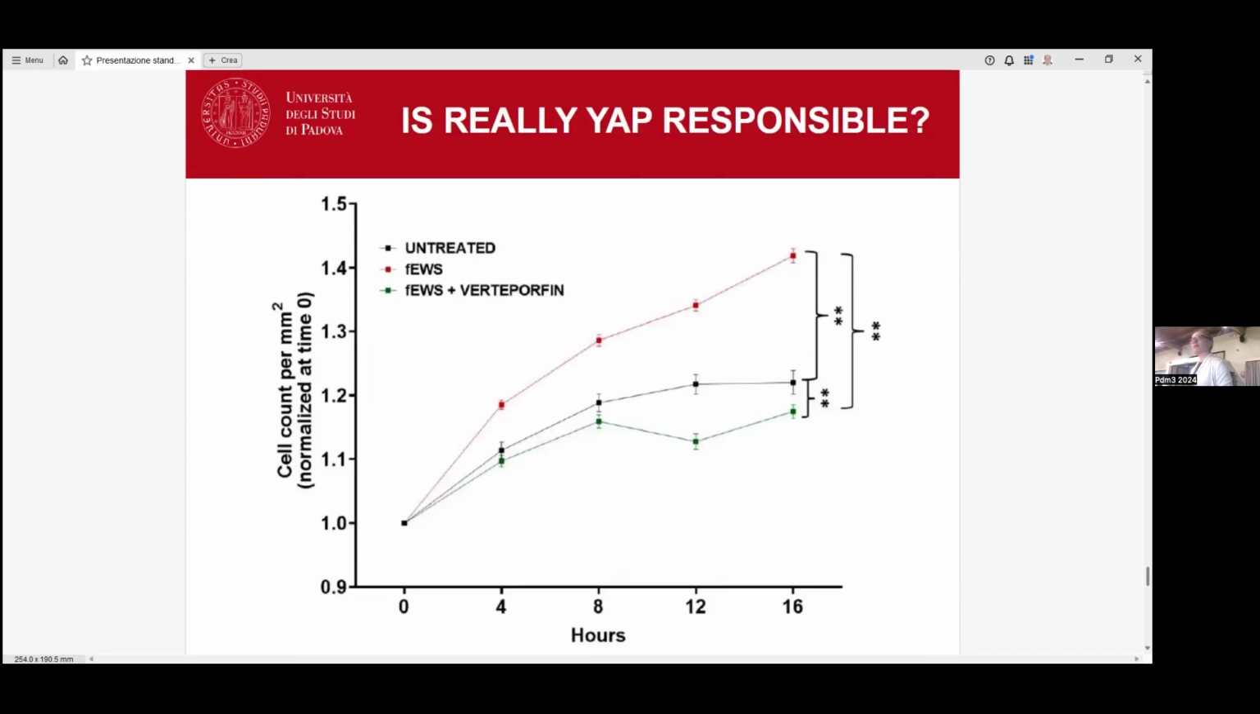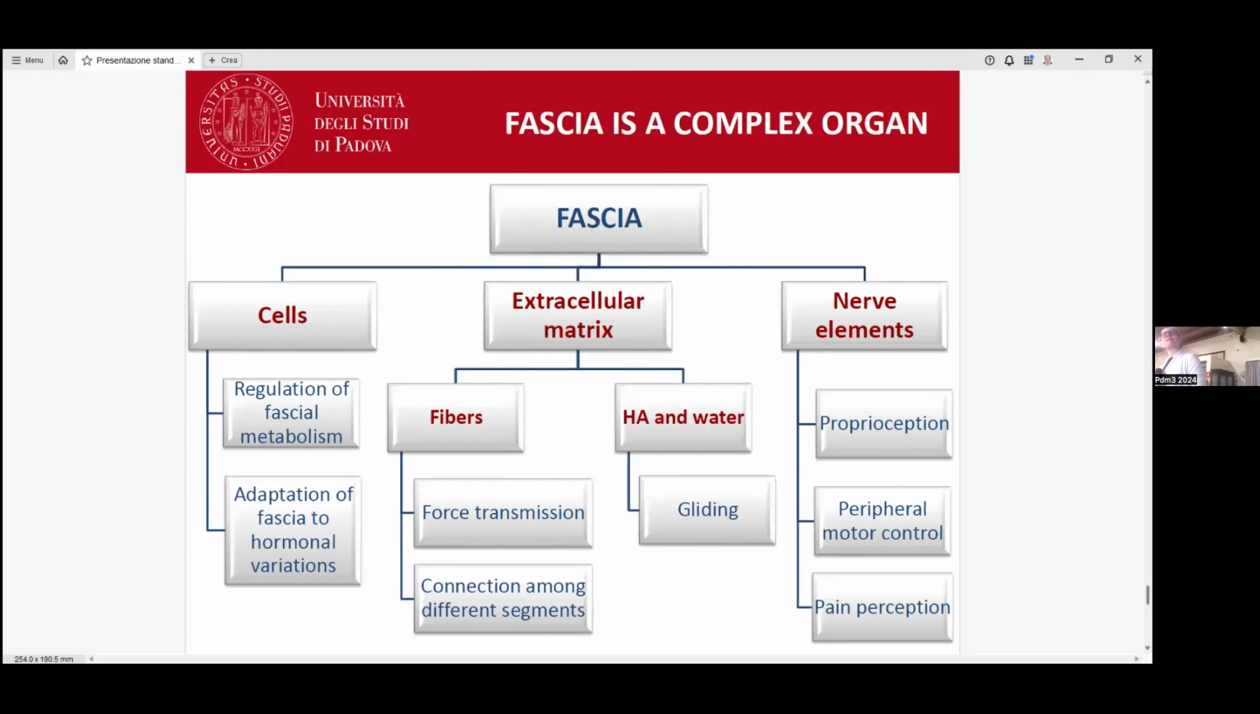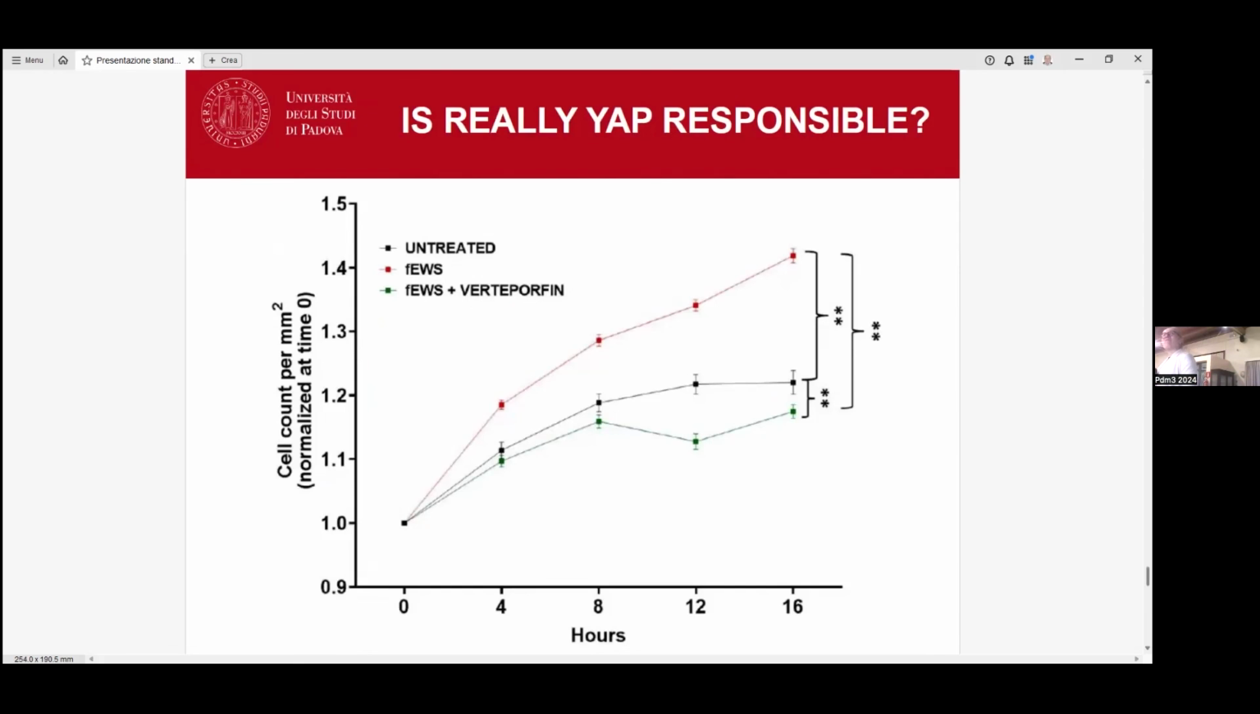But to confirm that YAP is really the element that is able to connect the mechanical input to the release of hyaluronan, we blocked the YAP protein with verteporfin, which is an element that blocks that receptor. After this treatment, the same treatment with shockwave was not able to release hyaluronan in the extracellular matrix.